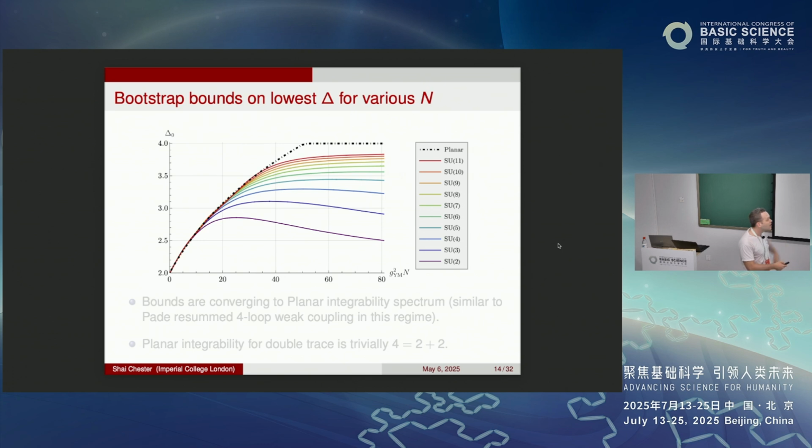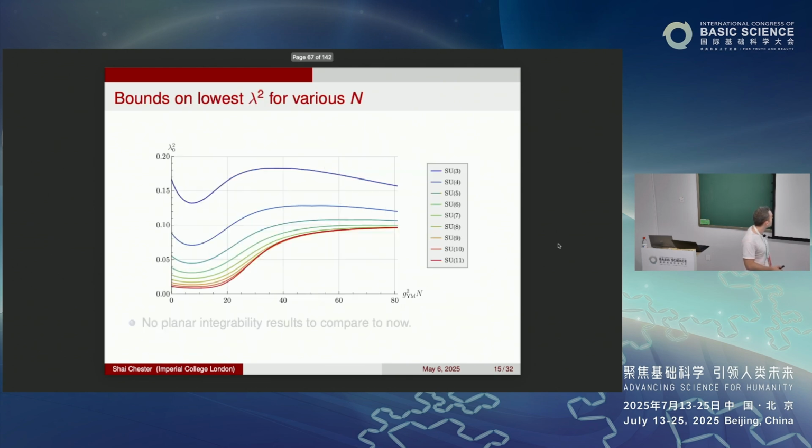and we're just focusing on the lowest dimension operator. The idea is that in this regime, this is the Konishi, but once you hit 4, the lowest dimension operator is now this double trace, which from the perspective of planar integrability is just 4, because it's just 2 plus 2. And so what's kind of fun is that we can see that as n is getting bigger and bigger, we're gradually approaching the n equals infinity value, which is kind of a match to integrability.